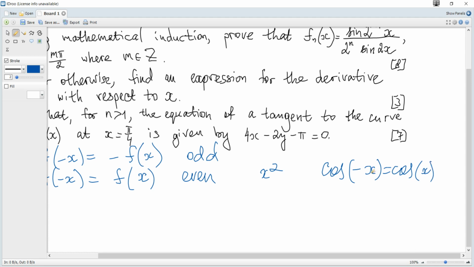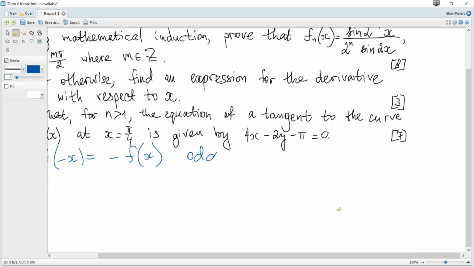For example, cosine of negative 30 is equal to cosine of 30 degrees, and sine is odd. Sine of negative x is negative sine of x. For example, sine of negative 30 is equal to negative sine of 30 degrees. Tangent is also an odd function. So we need to consider f of negative x.